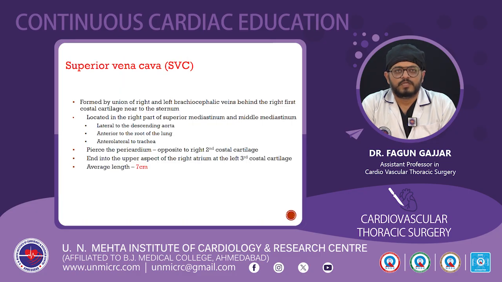The superior vena cava is formed by the union of the right and left brachiocephalic veins behind the right first costal cartilage near the sternum, located in the right part of the superior mediastinum and middle mediastinum, lateral to the ascending aorta, anterior to the root of the lung, and anterolateral to the trachea. It pierces the pericardium opposite the right second costal cartilage. It ends in the upper aspect of the right atrium at the level of the third costal cartilage. The average length of the SVC is 7 cm.